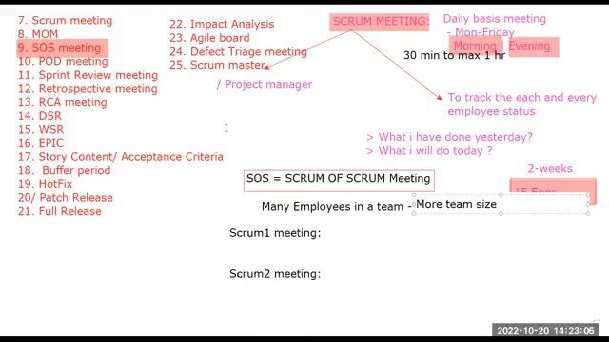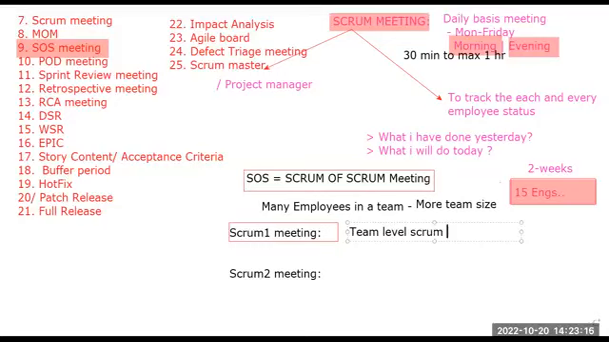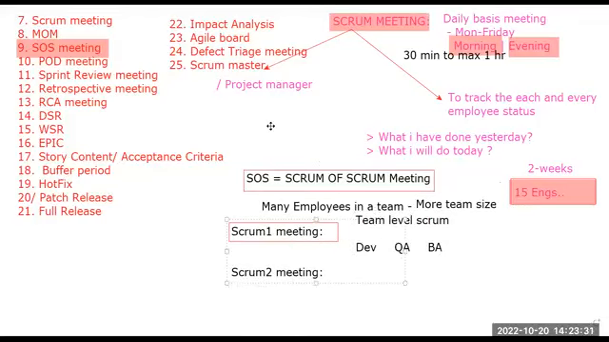So this is the Scrum 1 meeting. We can conduct it at team level. Team level Scrum is what? Let's say we have our development team, a QA team, and a BA team. Each team is going to conduct their own Scrum 1 meeting. Getting my point, guys? Yes, sir. Let's say the development team: all the developers can join this Scrum 1 meeting.